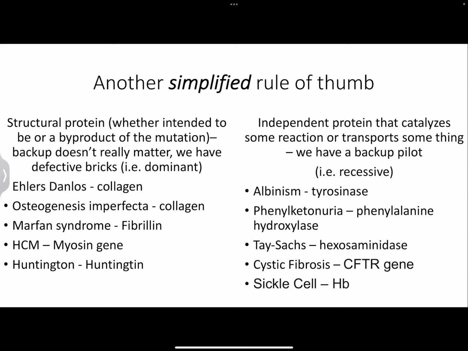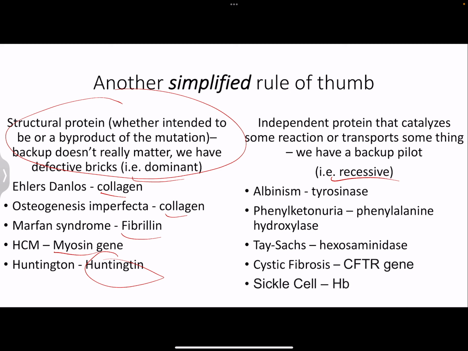Another simplified rule too, just didn't know where to put this, but if we're thinking about dominant mutations versus recessive mutations, dominant mutations typically are when you're looking at something that's structural. So here we're seeing collagen, fibrillin, myosins and sarcomeres. That's a structural thing. Huntington is not necessarily structural when it's wild type, but the whole point of the Huntington disease phenotype is that these proteins are going to start to aggregate, and this aggregation is a structural thing. So these are all dominant mutations.